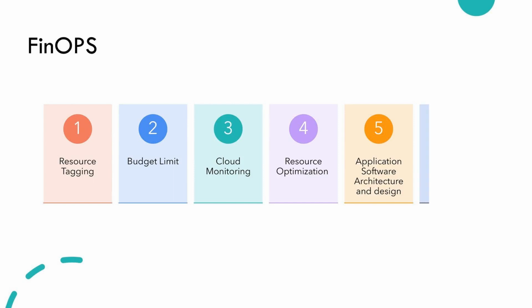6. Automation. This method involves automating the deployment, management, and monitoring of cloud resources. It helps in reducing manual efforts and minimizing the possibility of errors. This method is useful for optimizing resource usage and minimizing costs.